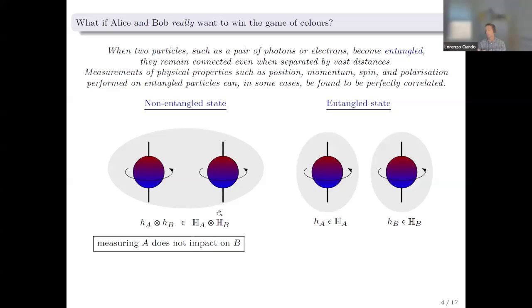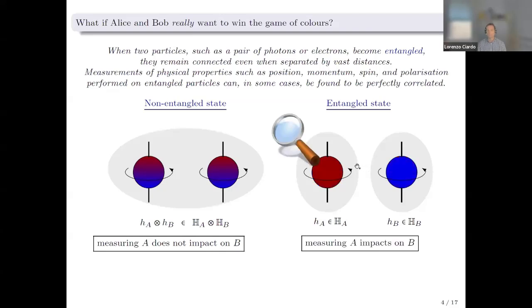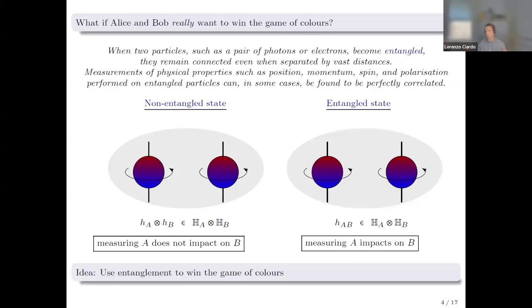But the tensor product of two Hilbert spaces is bigger than the set of all tensor products of states living in the individual spaces, which means that I can also have entangled states. The property is that if I measure a system A, the outcome I get is going to have some correlation with the state of B. Okay, so can Alice and Bob use this correlation? Can they use entanglement to actually win the game of colors, even if classically they should not be allowed to win it?